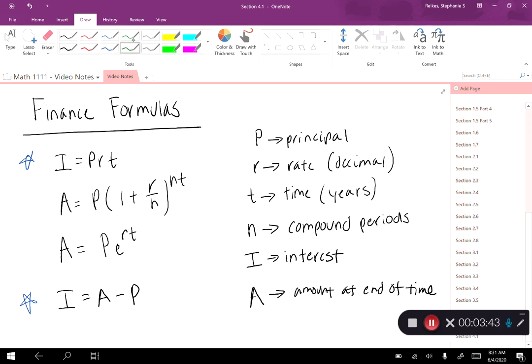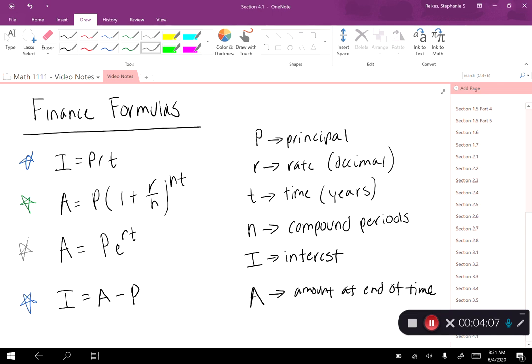A equals P times (1 plus r over n) raised to the nt, that represents compound interest. And A equals P times e raised to the rt, we nickname that PERT, that represents continuous interest. Over to the right, you can see I've labeled what all the letters mean.